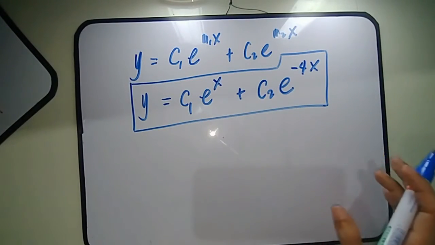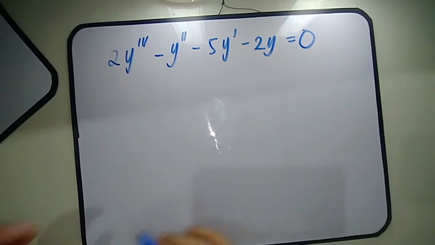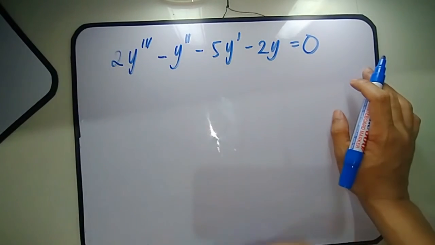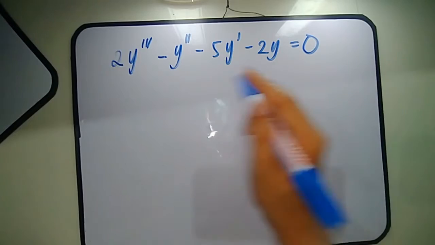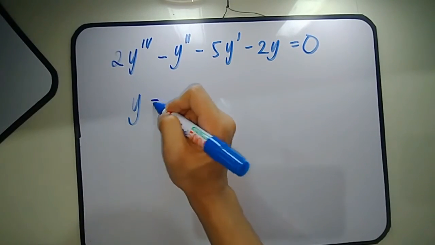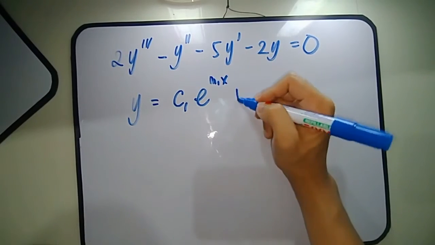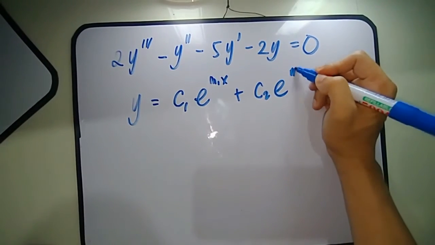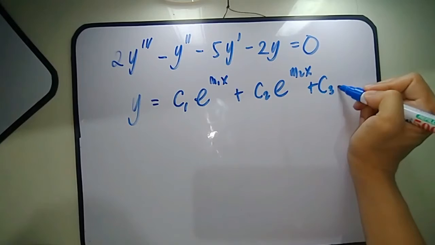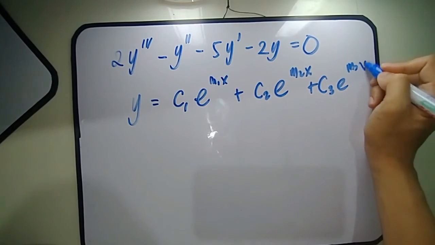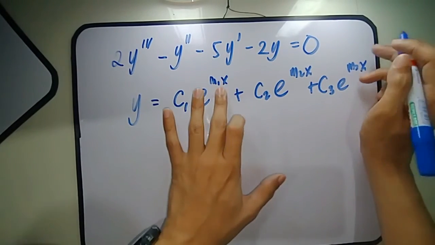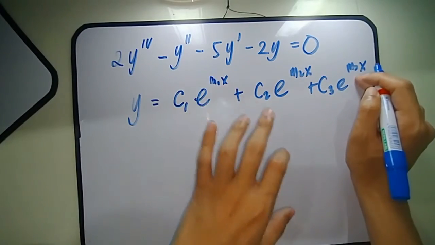Now we solve our next sample problem. So guys, we have here third order siya, meaning we have here three constants, c1, c2, and c3. So the form of our general solution should be y equals c1 e raised to m1 x plus c2 e raised to m2 x plus c3 e raised to m3 x. So ganito dapat yung form natin. So let's find m1, m2, and m3 using our operator.